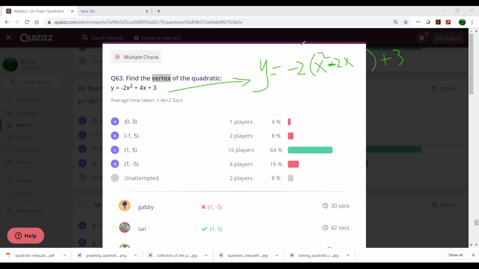Okay, so we complete the square here. We just need +1, right? If we need +1 here, it means we subtract 2 inside. So we move +2 back.